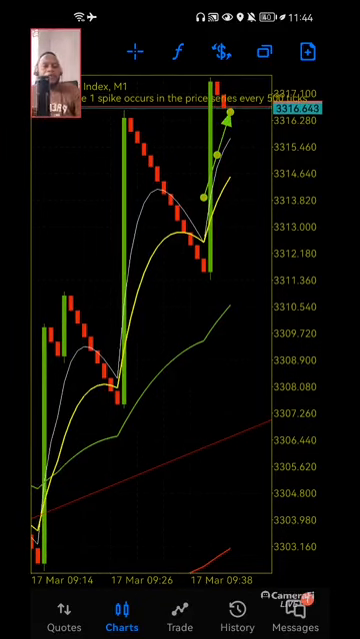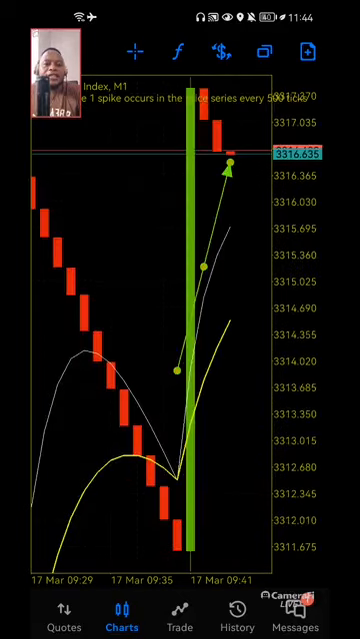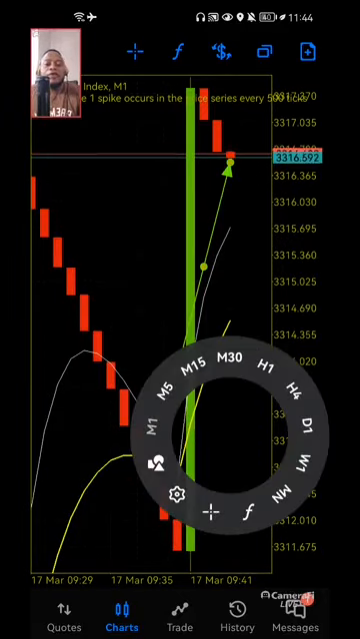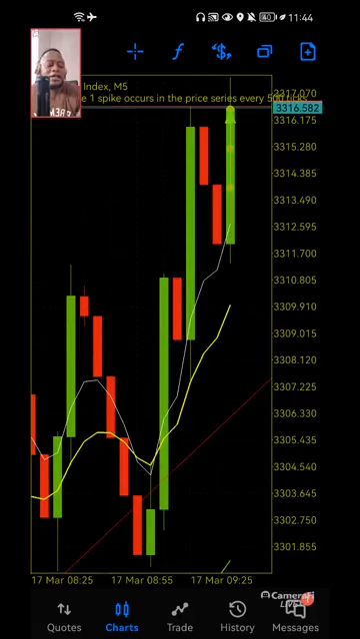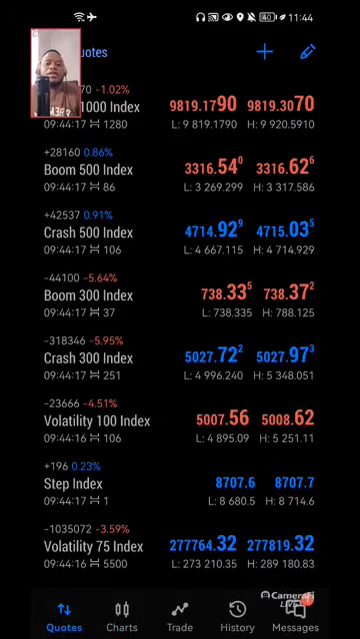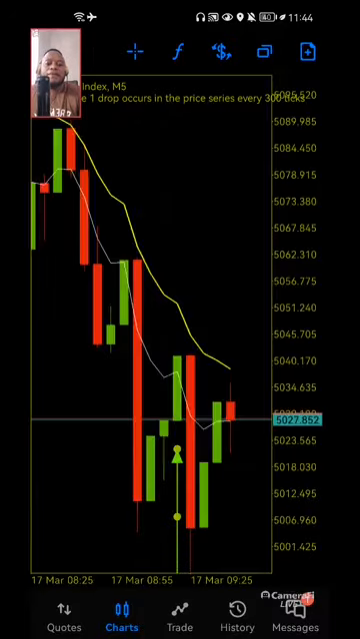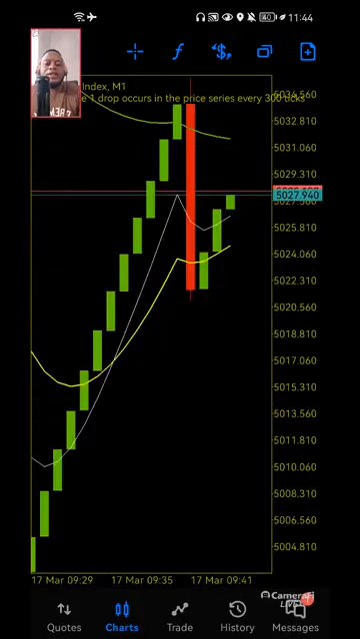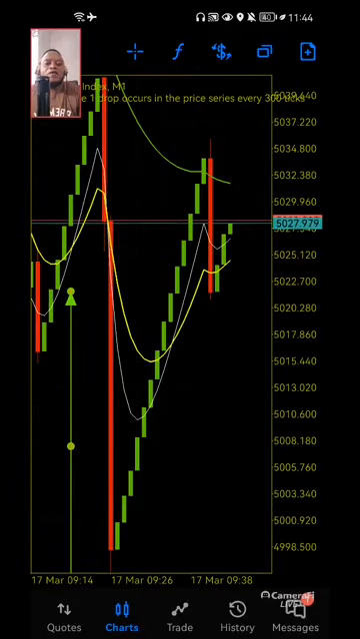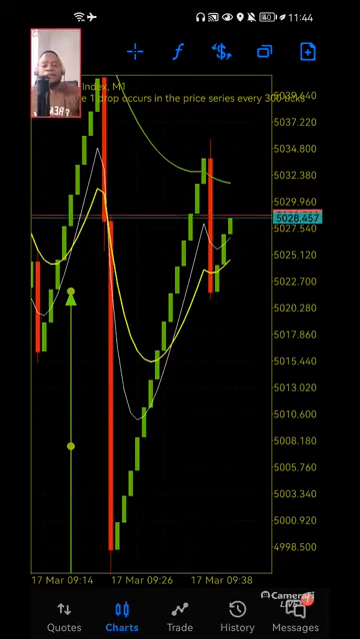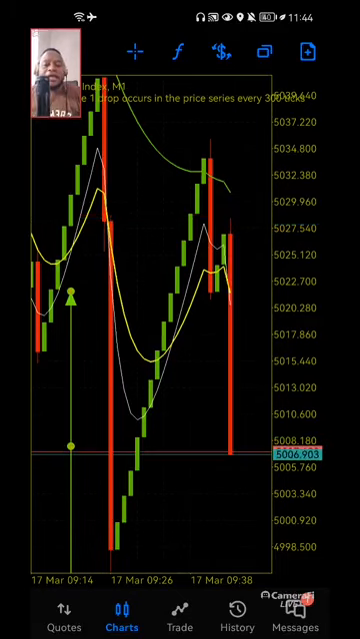And then Boom 500, we are at 11:44, which means we are left with 1 minute for the 5 minute candlestick to finish up. This is the same thing that we can see even on Crash 300 that we are in. There is a minute to finish that 5 minute candlestick, and then we can take it from there.